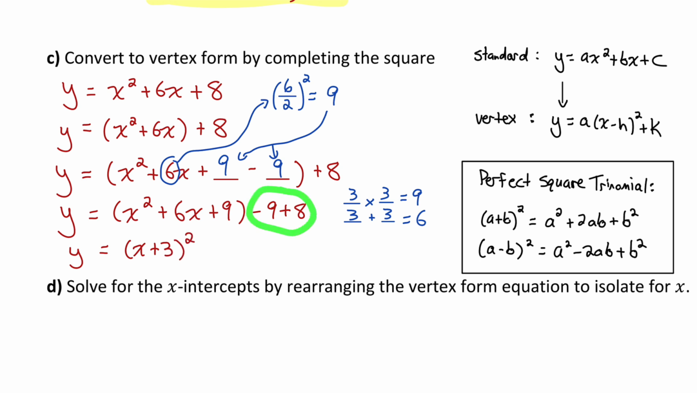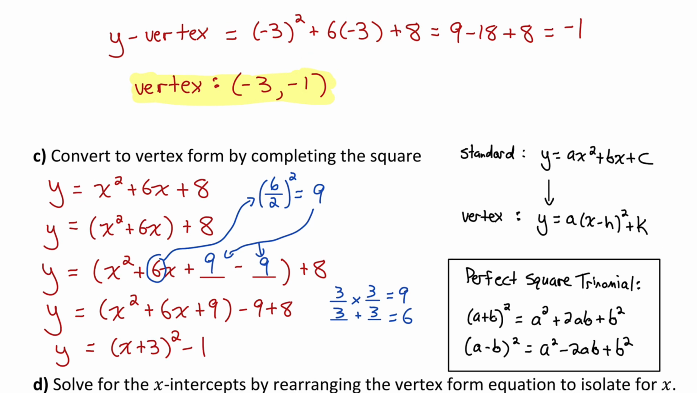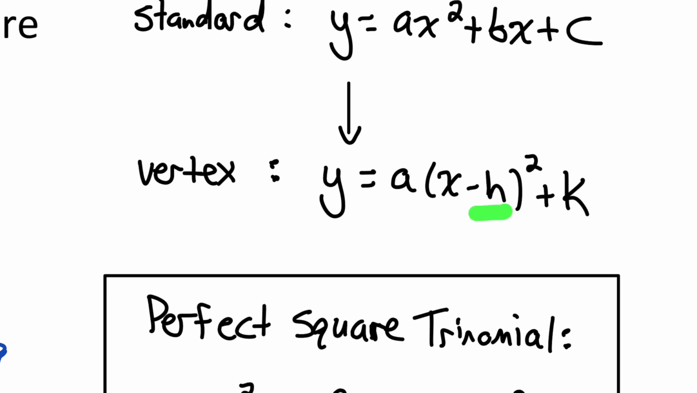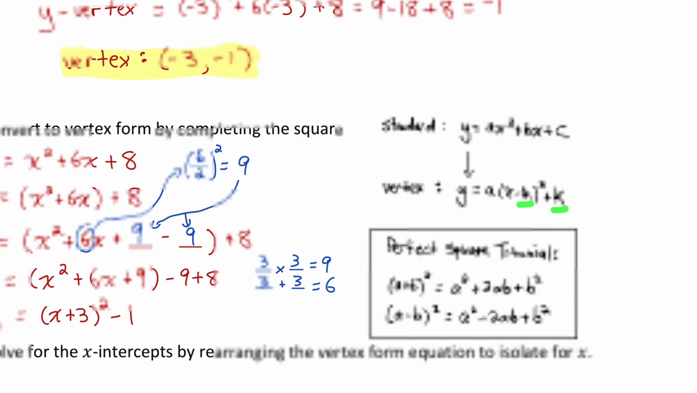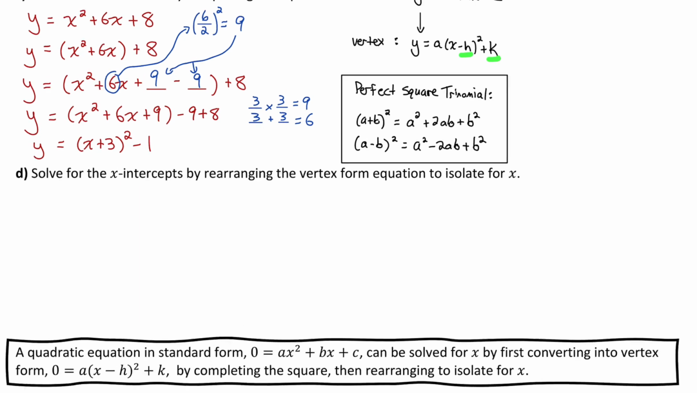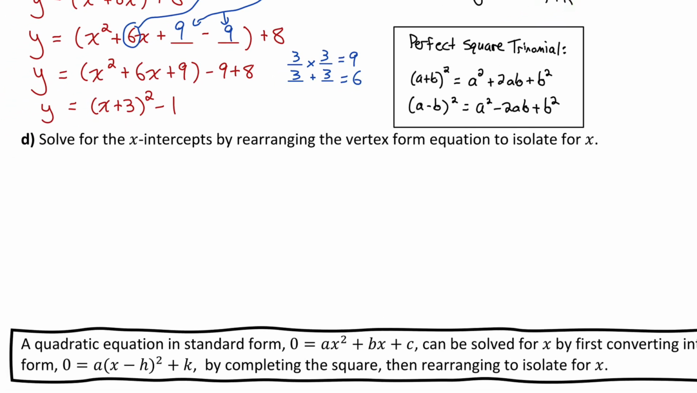And then negative 9 plus 8 is negative 1. And we can see from this vertex form that the vertex is in fact at negative 3, negative 1, which we got earlier in this investigation. But not only is vertex form good because the h and k values give us the vertex, but now that it's in vertex form, I could do part D, where it says solve for the x-intercepts by rearranging the vertex form equation to isolate x.